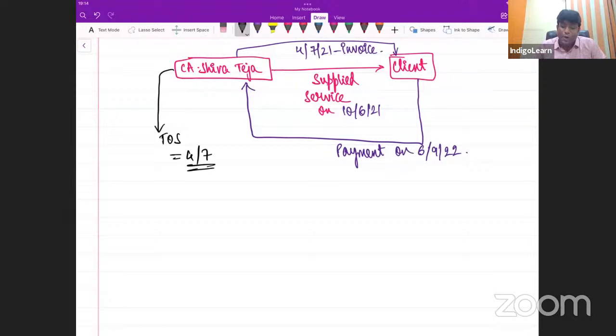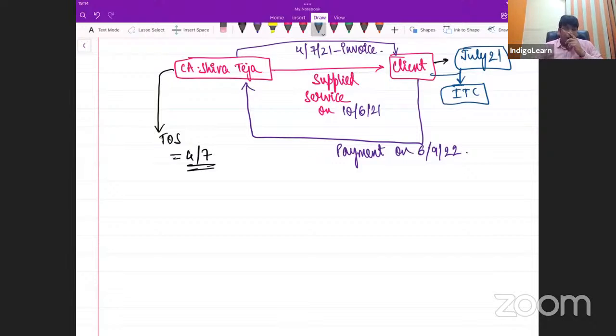Correct, friends? Now, from client point of view, in the month of July 21, he got invoice. He received service. Shiva Teja paid tax to government. Client also filed a return. All conditions satisfied. So in July month itself, this gentleman claimed input tax credit, but he did not make payment to me. Client is extremely happy because even without making payment to Shiva Teja, he is able to enjoy input tax credit. But Shiva Teja's ego is completely hurt.